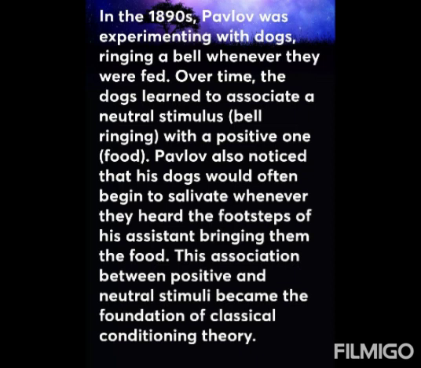In the 1890s, Pavlov was experimenting with dogs, ringing a bell whenever they were fed. Over time, the dogs learned to associate a neutral stimulus, the bell ringing, with a positive one. Here the positive is food. Pavlov also noticed that his dogs would often begin to salivate whenever they heard the footsteps of his assistant bringing them the food. This association between positive and neutral stimuli became the foundation of classical conditioning theory.